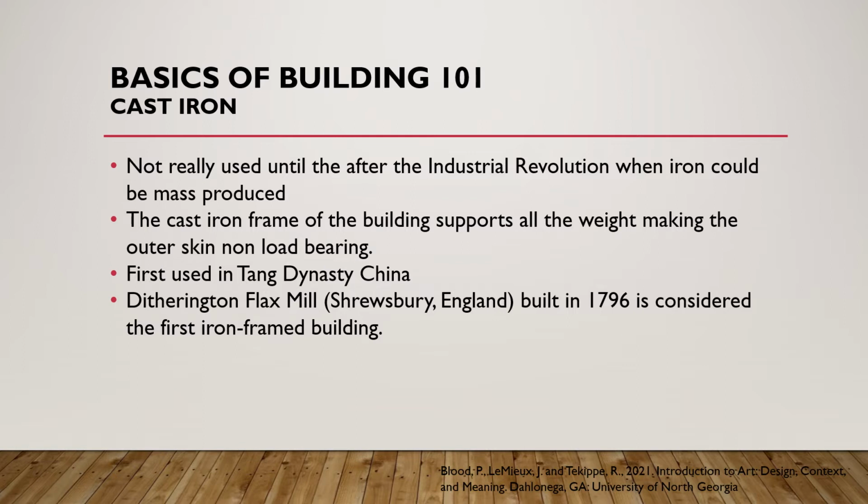So the outside skin could be made of a variety of materials. Now, these buildings could not be very tall as each level supported the levels above. And until the Industrial Revolution, cast iron was fairly brittle.